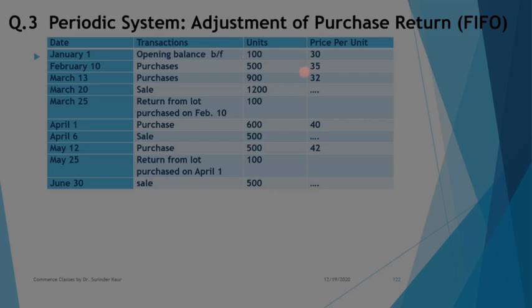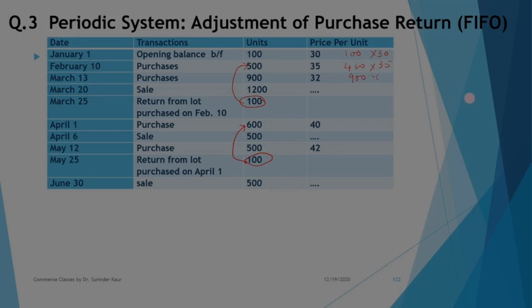Opening balance is 100 units, purchases 500, purchases 900, then a return from the lot purchased on February 10. So this is a purchase return from this lot. Our opening balance is the same, but this lot is now 400 units because we have returned 100 units. Similarly, then you have another purchase, then sale, then purchases, again a return from the lot of April 1, that is this lot.